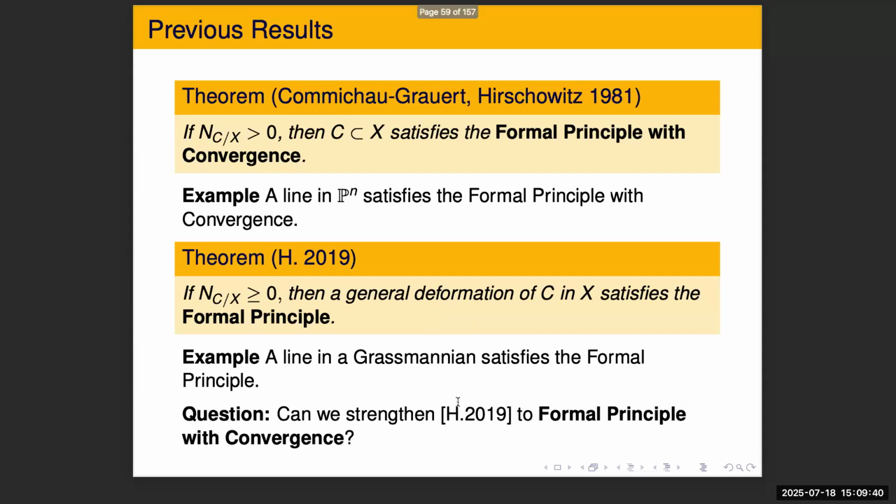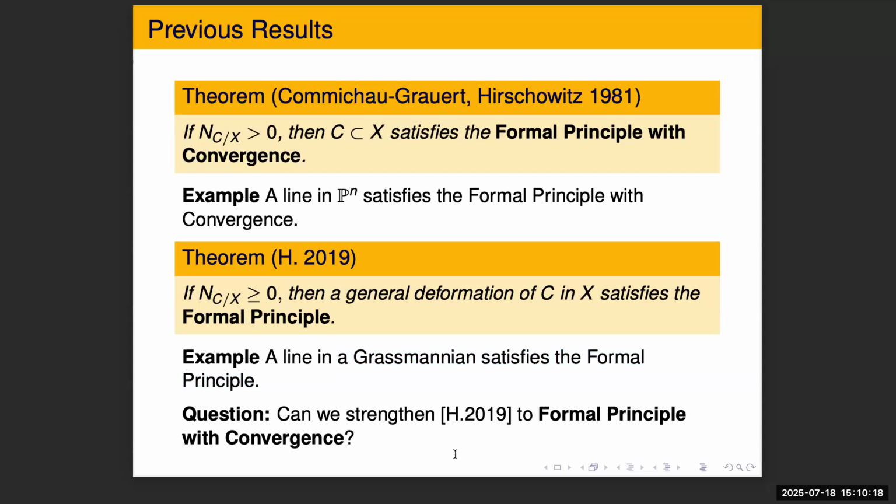Now the question was whether in the second case, when you have only a semi-positive normal bundle, we can strengthen this statement to the formal principle with convergence. So that is the question. The motivation for me was that I was interested in minimal rational curves. And minimal rational curves usually have semi-positive normal bundle, but not positive normal bundle. So I would like to have such a statement for minimal rational curves. So that is the motivation of this study.